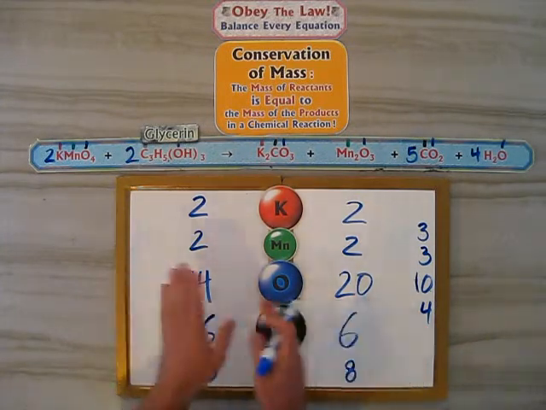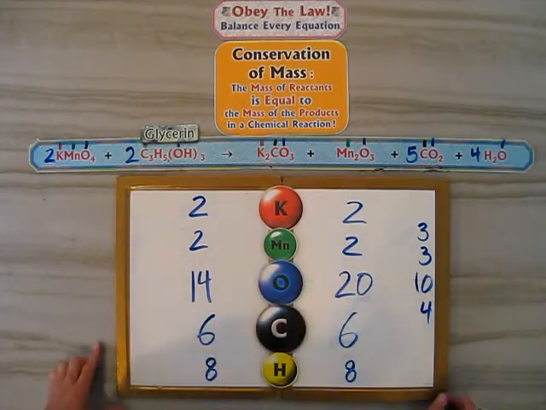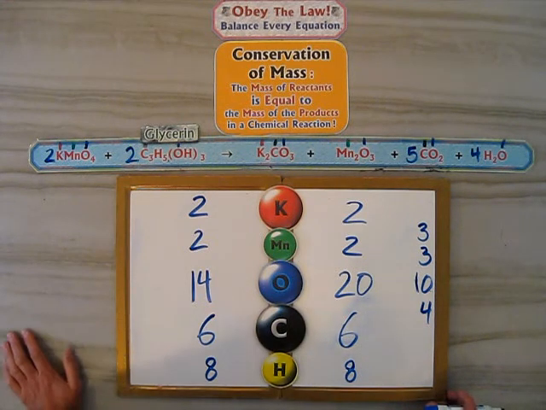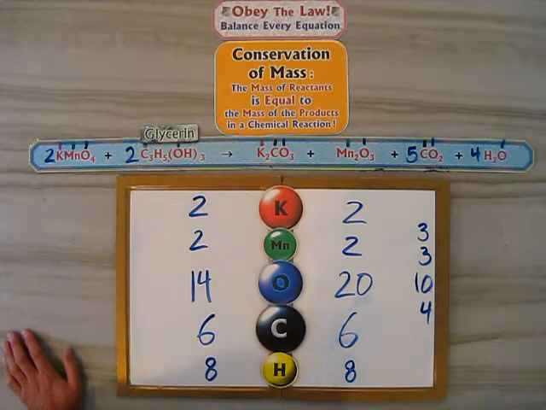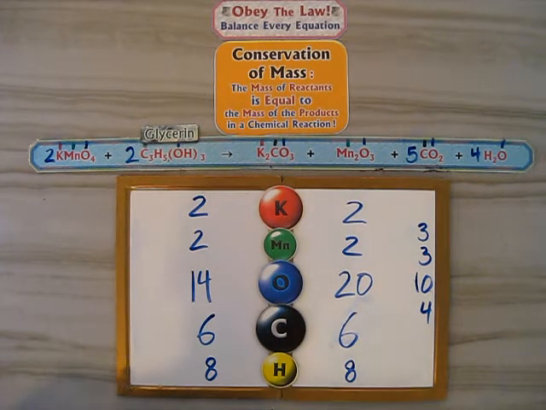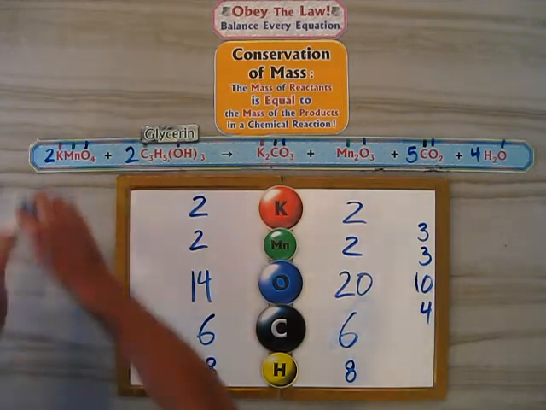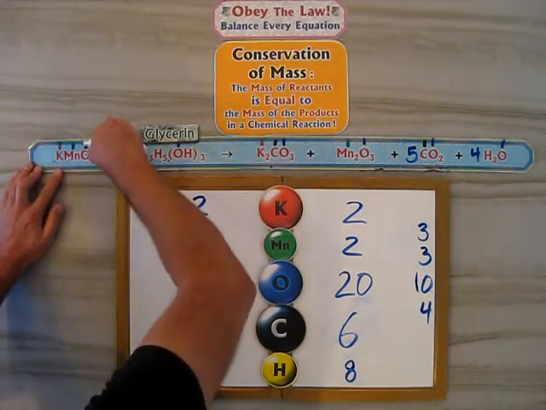You can't have even the slightest thing out of balance. So how are we going to fix that? Well, let's see. Got 20 oxygen on this side, 14 on this side. Something is not working here. Sometimes, if you're in a situation like this, it might help to sort of double all the coefficients and then adjust from there. Let's see if we double everything and see where that leaves us.